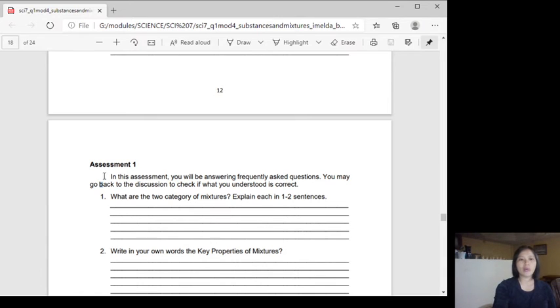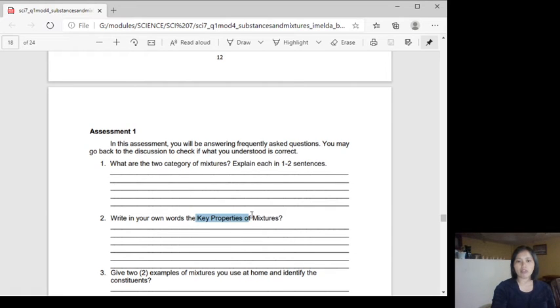Now, I'm just going to explain the questions or how you're going to answer the questions. First one, what are the two categories of mixtures? After that, you're going to explain. So you write there letter A, first category, we discussed that already, and then explain. And then letter B, second category, then explain. Just 1 or 2 sentences.